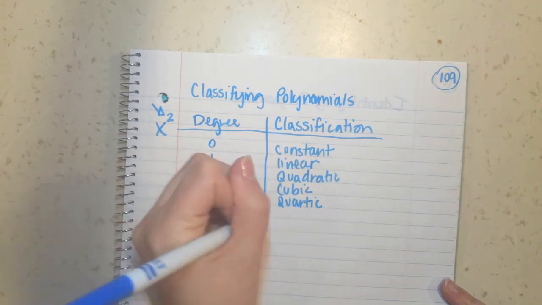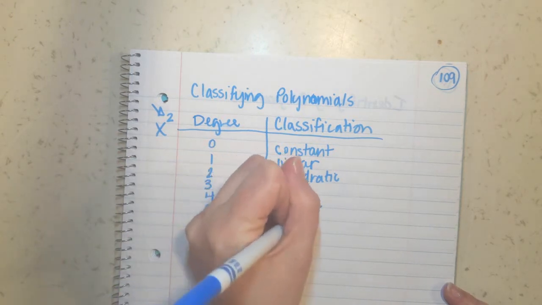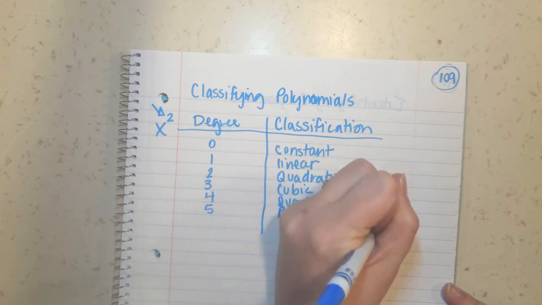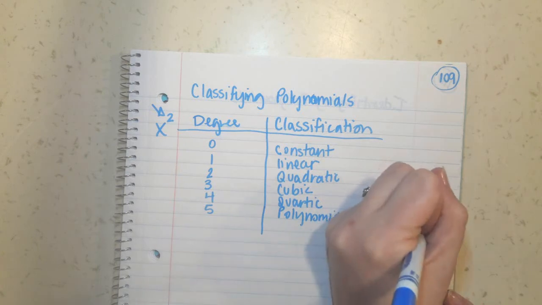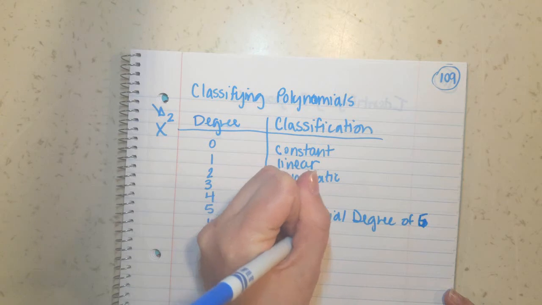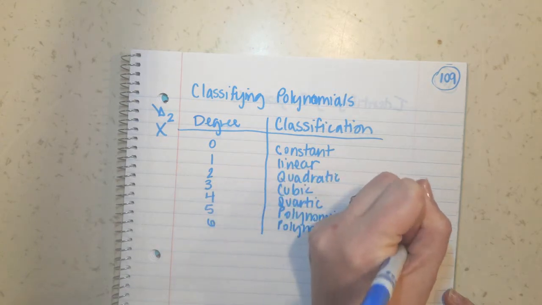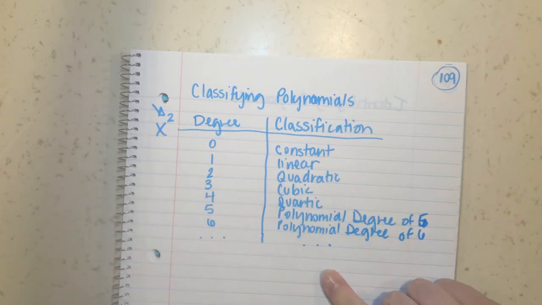And then 5, and that is a polynomial of degree 5, excuse me. So then when we get to 6, polynomial degree of 6. And then the same thing, etc.